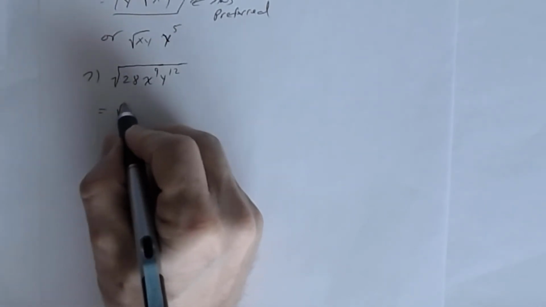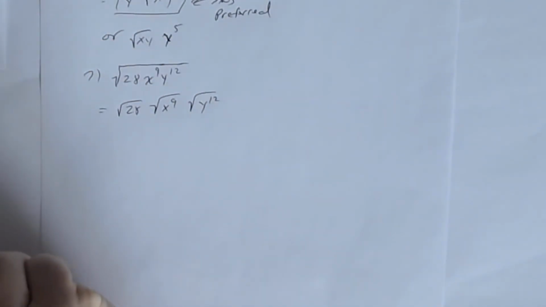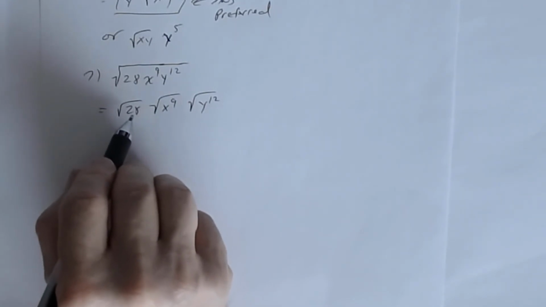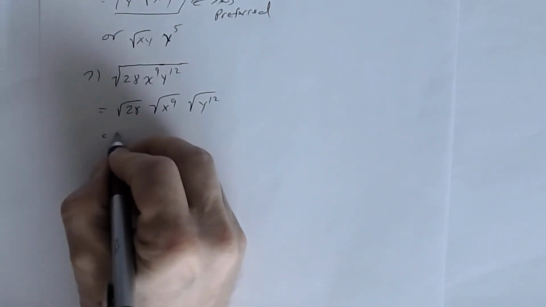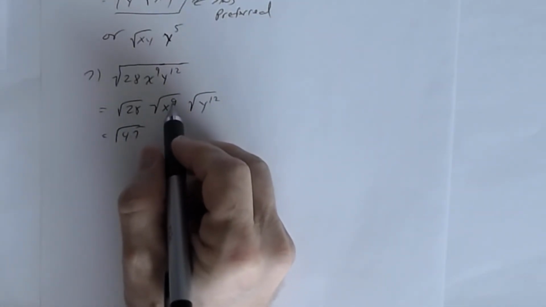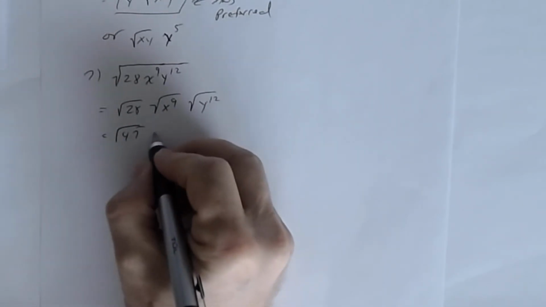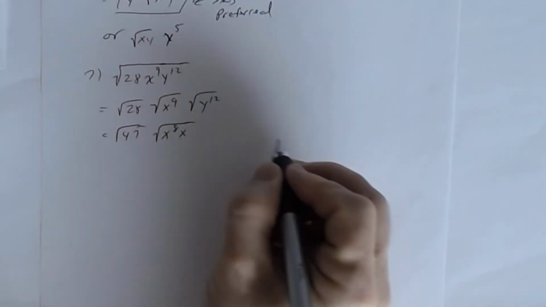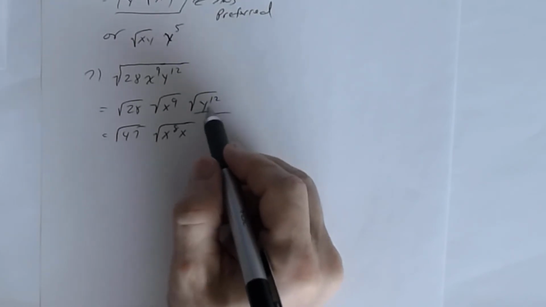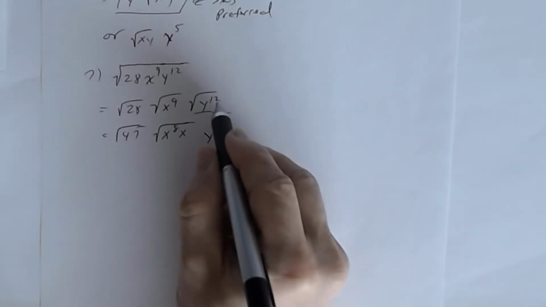So I'm going to rewrite this as the square root of 28 times the square root of x to the 9th times the square root of y to the 12th, just using the product rule. What's the largest perfect square that goes into 28? The answer is 4, so that becomes the square root of 4 times 7. For this one, think our process: what's the largest number less than 9 that's divisible by 2? The answer is 8, so it becomes the square root of x to the 8th times x. And this one is easy now: the square root of y to the 12th. 12 divided by 2 is 6, so it'll be y to the 6, because y to the 6 times itself is y to the 12.